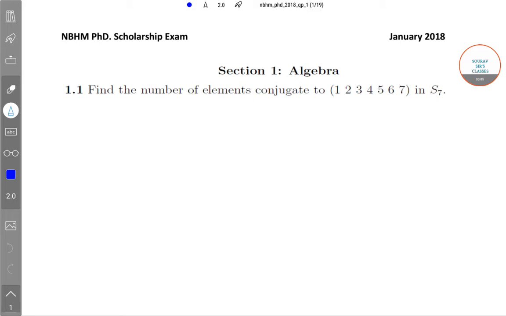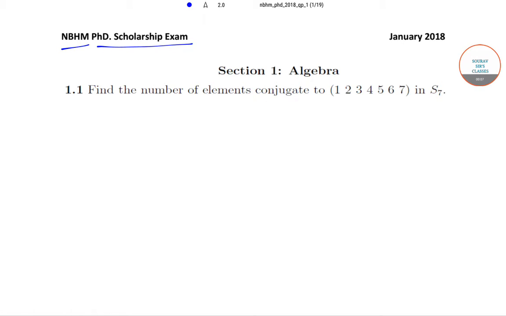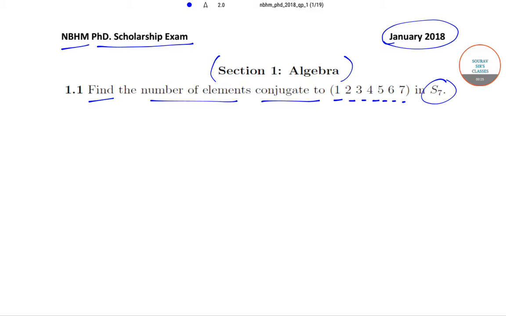Today we'll be solving the NBHM PhD scholarship exam which was conducted on January 2018. We'll be solving the section 1 algebra portion today. The first question that we need to solve is that we need to find out the number of elements which are conjugate to 1, 2, 3, 4, 5, 6 and 7 in the group S7.